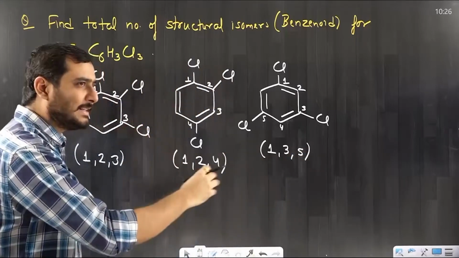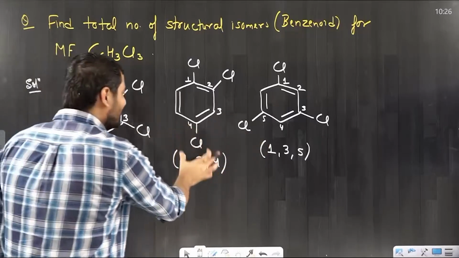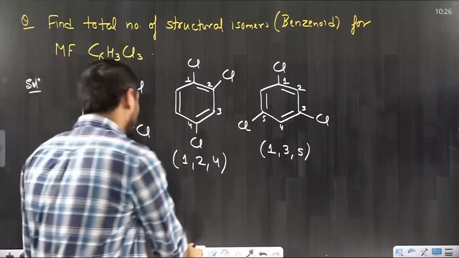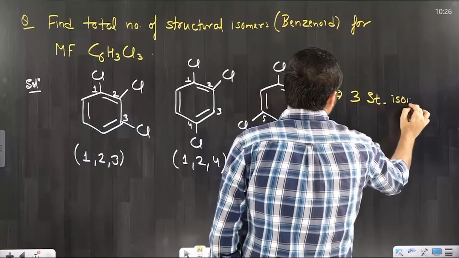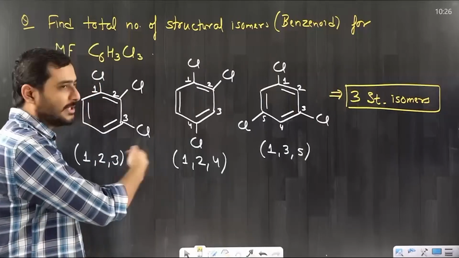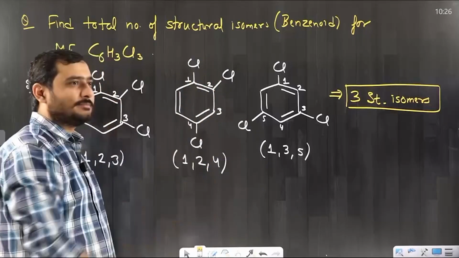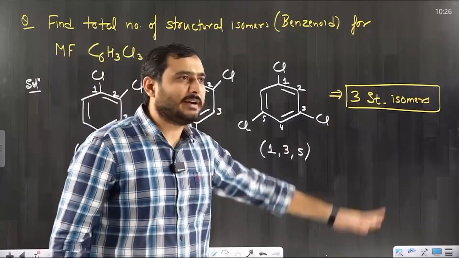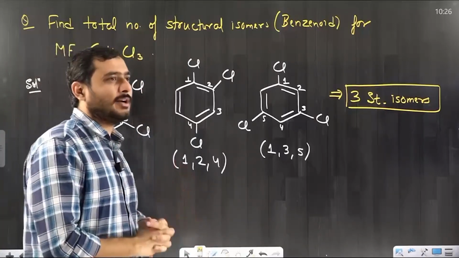Now if you draw any other structure, you will get only these numberings. Either substituent at 1, 2, 3, either substituent at 1, 2, 4 or substituent at 1, 3, 5. Only these 3 are possible. So it means 3 structural isomers are possible. Clear? Any doubt in this? So only possible cases 1, 2, 3, 1, 2, 4 and 1, 3, 5. Very good. So basics of structural isomers we have completed.